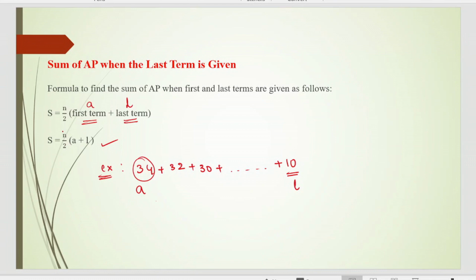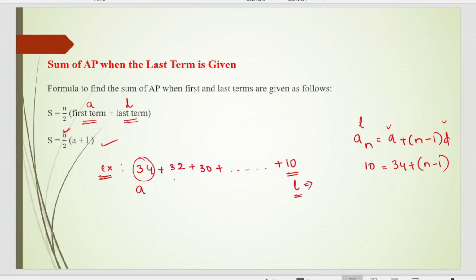So here, do we know the n value? No, we do not know the n value, right? So first let us find the n value. So how do we find the n value? We have a formula to find the nth term, right? Which is an = a + (n − 1)d. In this we know a and d. This is the nth term, which is the last term, so you can take an as l. So what is the nth term? That is the last term, which is 10. 10 = a, which is 34, plus (n − 1)d.